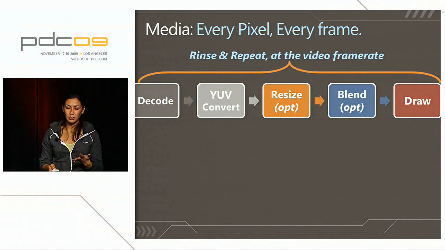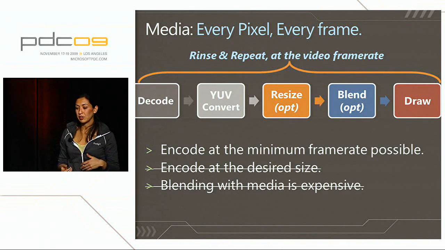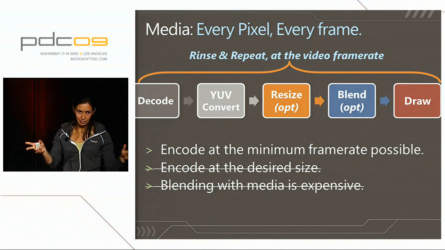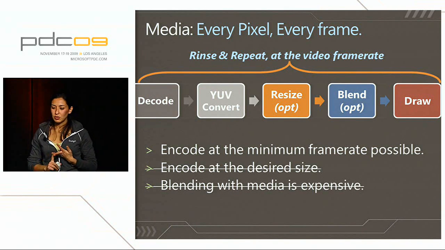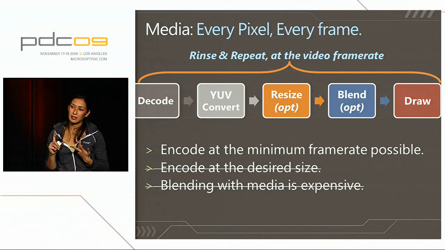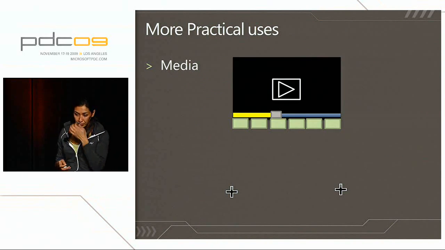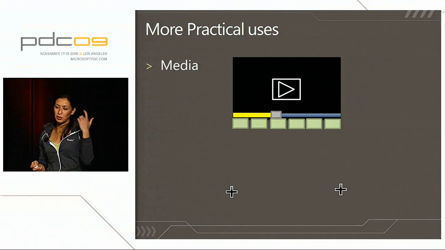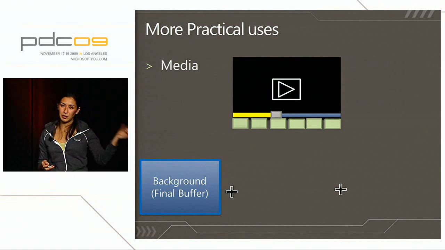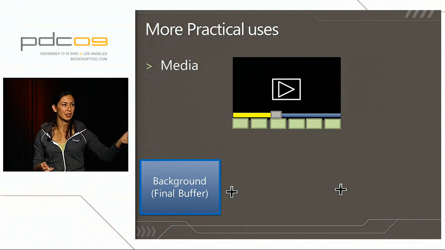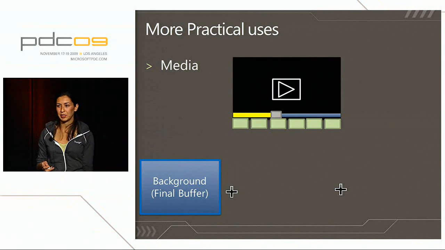And in Silverlight 2, my advice was largely encode at the minimum frame rate, that still stands. And then the two things were encode at the desired size, and blending can be expensive. These are no longer so much of a concern in Silverlight because you can offload those two interactions to the GPU. So what you would do with your media player is basically create the background cover. It automatically gets created with enable GPU.